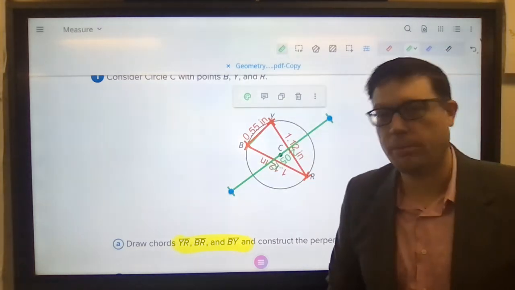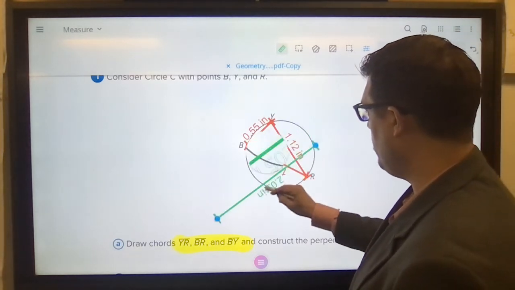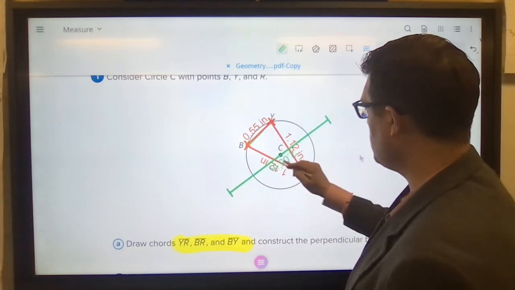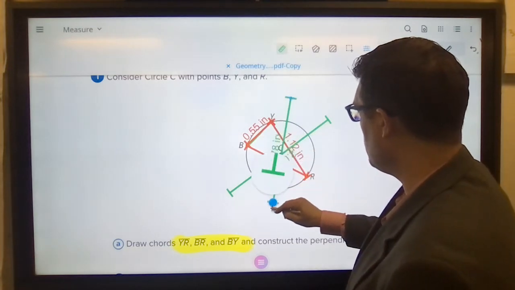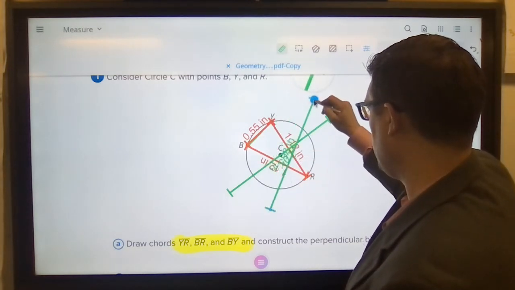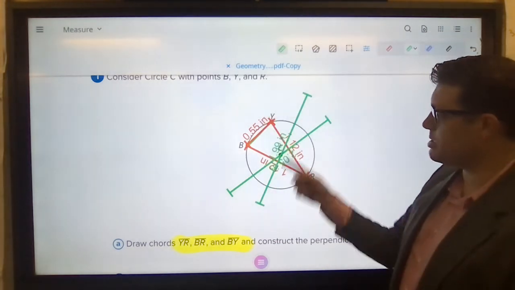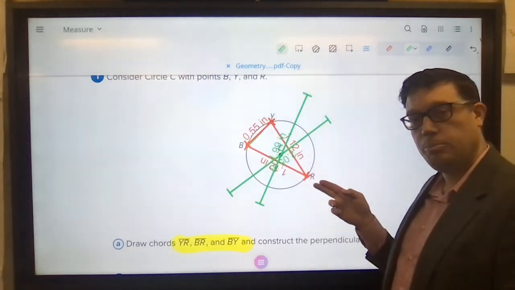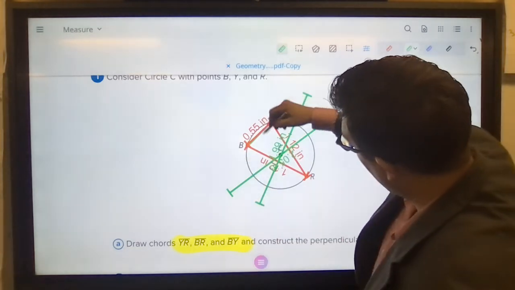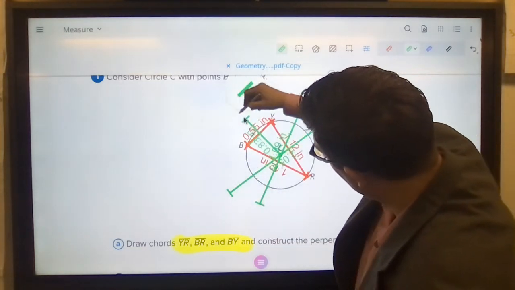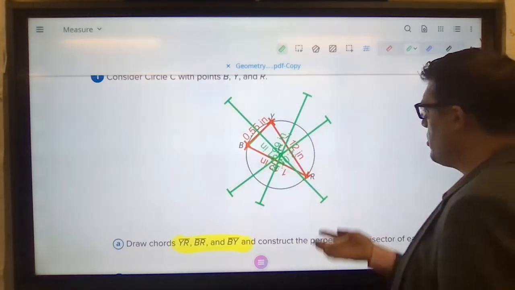Then I'm going to draw the perpendicular bisector of chord BR. So finding the middle, I'm going to draw out through this one. It's not perpendicular, so I have to make sure that we have a perpendicular bisector line, and then I'm going to slide that right there. This is the perpendicular bisector of chord BR. And then last of all, the perpendicular bisector of chord BY. So drawing this way, perpendicular. What do you notice about all three of those?